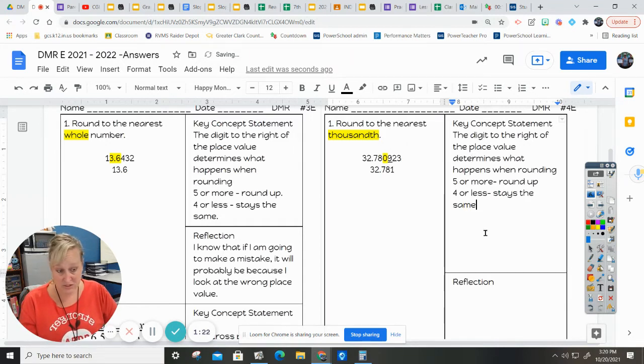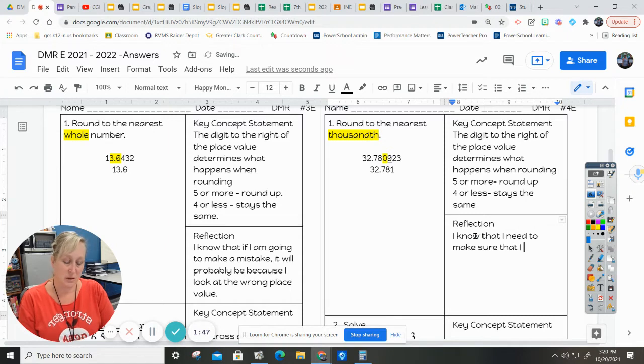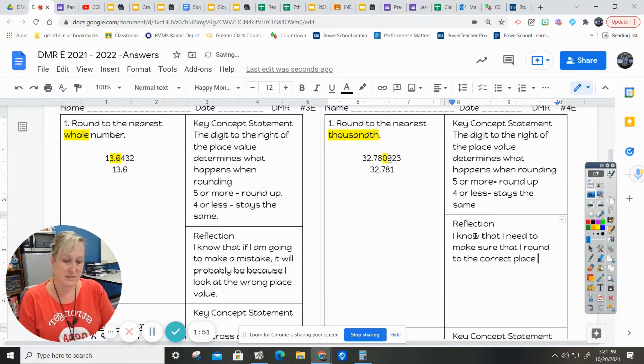Again, this should be review, but I think the biggest struggle that I've experienced is students don't know where their place values are. So if that means you need to go back and review tenths, hundredths, thousands, 10,000s, then you do so. If you need to label it, or look around the room, whatever, but you need to know your place values. Reflection: I know that I need to make sure that I round to the correct place value.